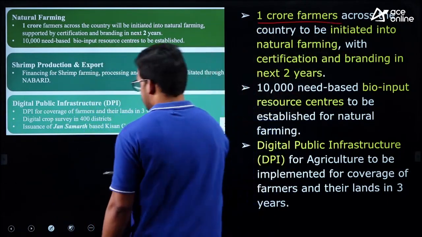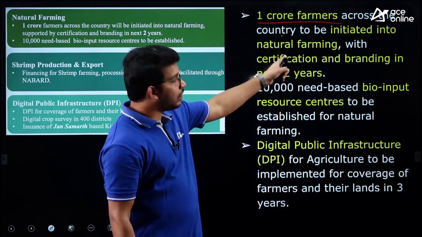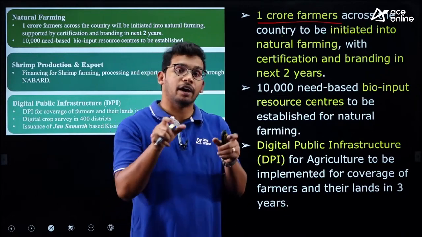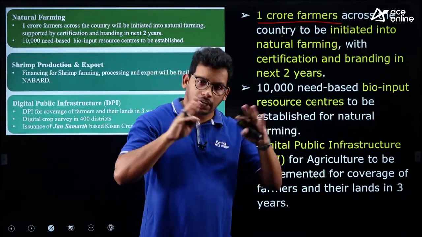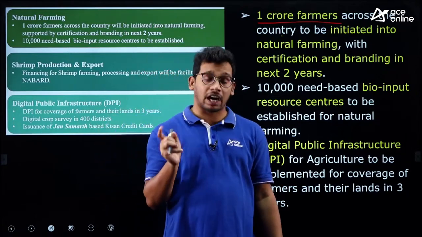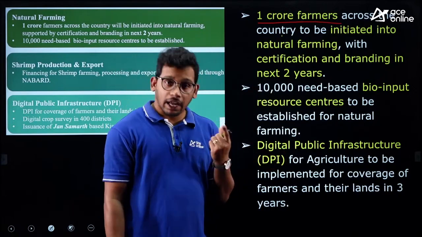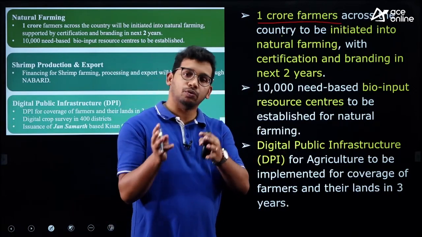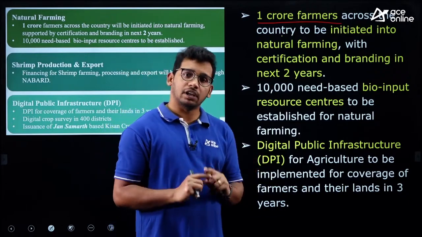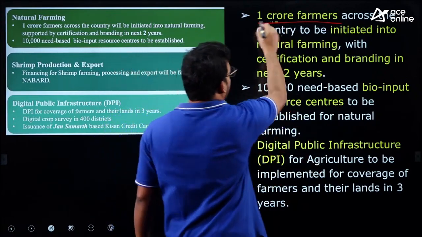1 crore farmers across the country will be trained in natural farming. We are using a lot of pesticides and fertilizers, but that is having an effect on climate change. For example, rice fields are a major contributor to methane emission because we are using a lot of artificially made fertilizers and pesticides. Now the government wants to encourage natural farming. Natural farming is the one which uses natural fertilizers like manure and cow dung, without any artificial or synthetic fertilizers or pesticides. So for that purpose the government is going to train 1 crore farmers.